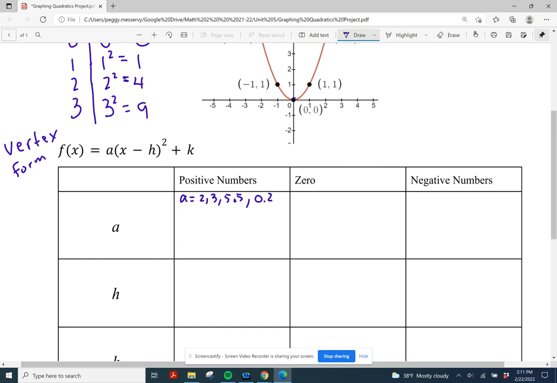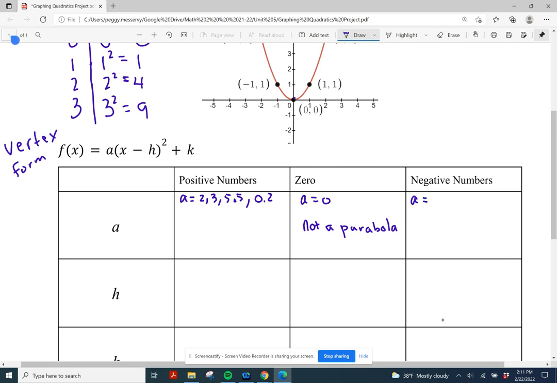But positive numbers, okay? And then if a is 0, this gets really boring because my f of x is not going to involve an x squared term, so it's going to be a line. So this one is not even a parabola. And we're really only studying parabolas. So if it's actually going to be a parabola, a quadratic function, a can't be 0.